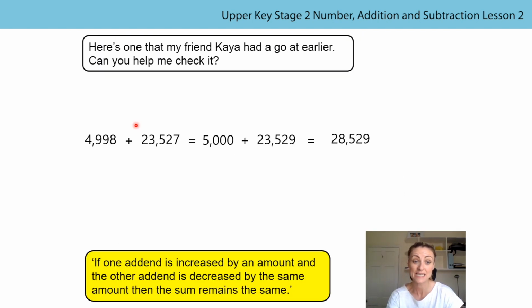Okay, so here is a calculation that my friend Kaya solved earlier. Can you help me check it? Where should we start? Well, let's read the first calculation. 4,998 add 23,527. And she's got her equivalent redistributed calculation here. Shall we check how it's been redistributed? Okay, so 4,998 add 2 would give me 5,000. So she needs to decrease this second addend.